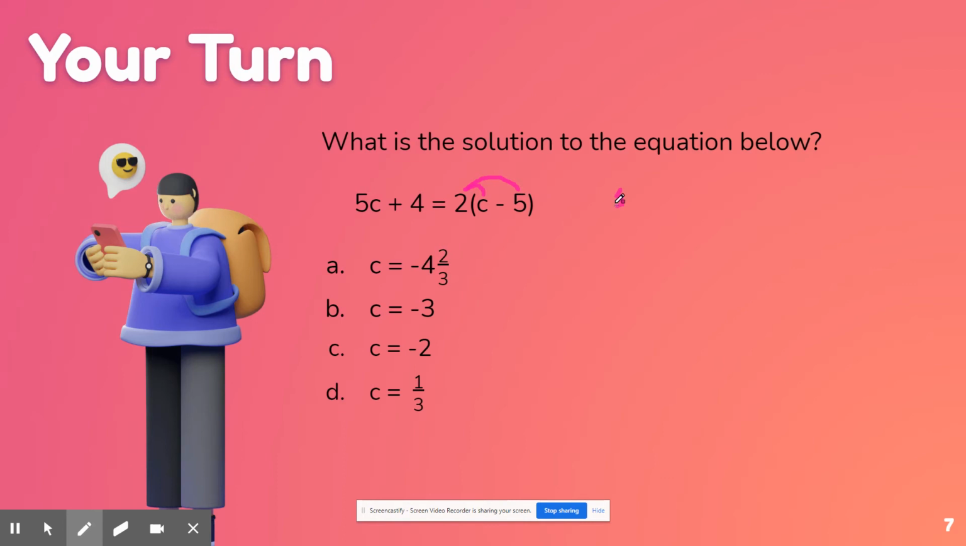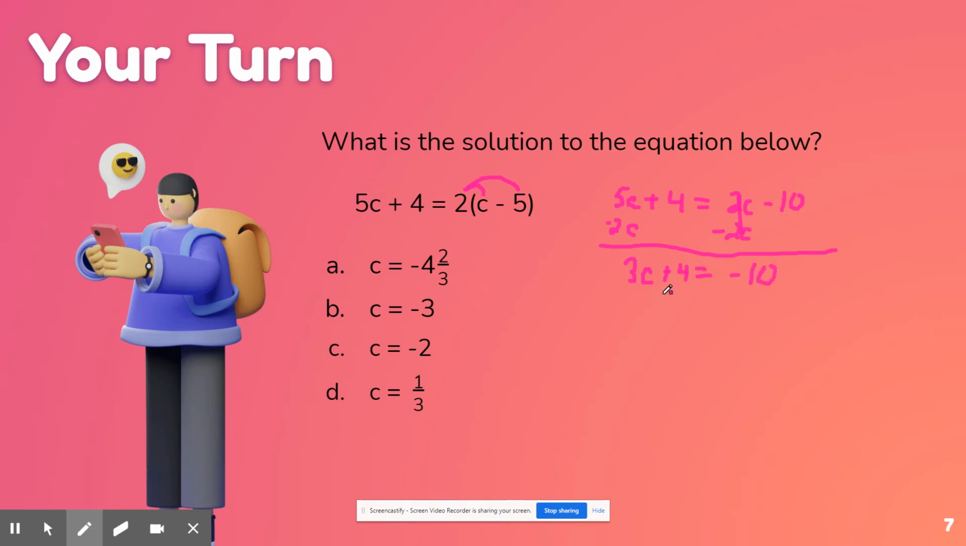You're going to get 5c plus 4 is equal to 2c minus 10. We're then going to move the variable to the left, so we're going to subtract 2c. We're going to get 5 minus 2 is 3. C comes with it. Plus 4 drops down. Equal sign drops down. These cancel. And then the minus 10 drops down.